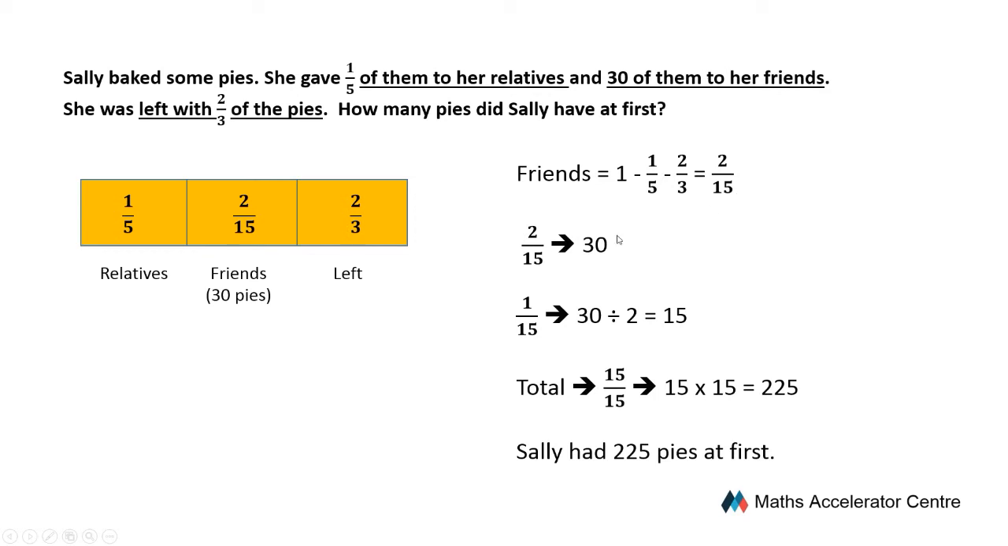Then we realize that 2 out of 15 is represented by 30 pies. So we go on to find out how many pies is represented by 1 out of 15. The last step is, if 1 out of 15 is 15 pies, then the total, which is 15 out of 15, can be calculated easily by multiplying 15 by 15, which gave us 225 pies.